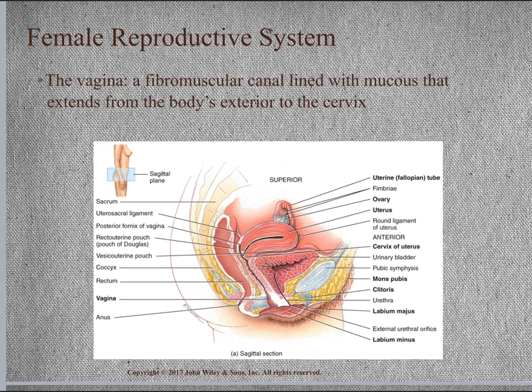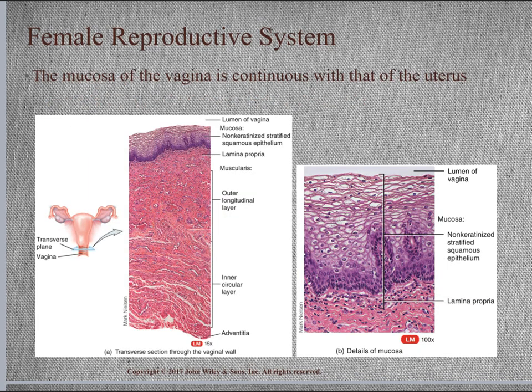The next part of the female reproductive system that we have to look at is the vagina. It is a fibromuscular canal. It's lined with mucus that extends from the body's exterior all the way to the cervix. If we look at the histology of the vagina, the mucosa of the vagina is continuous with that of the uterus. We notice that it is stratified, non-keratinized epithelium, stratified squamous, non-keratinized epithelium.